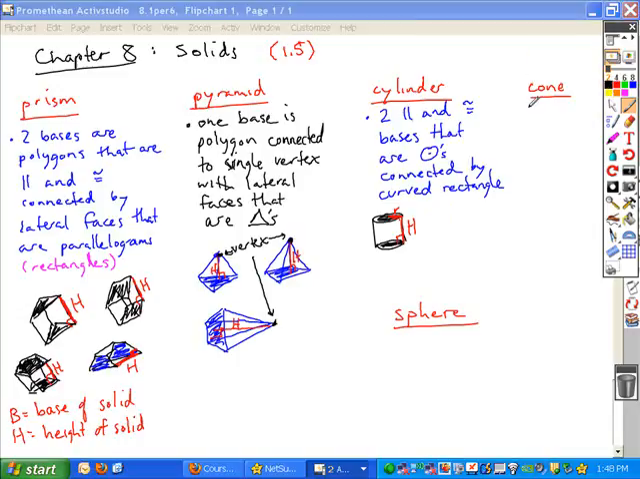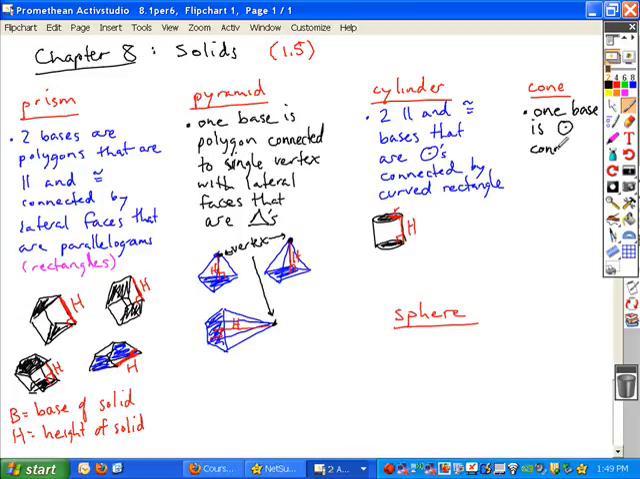A cone, on the other hand, is similar to the pyramid in that it has one single base. It's also a circle. And that circle is connected to one single vertex. So if you have a circular base connected to one vertex, you're looking at a cone. Once again, the cone will have a height that's the perpendicular distance from the vertex to that base.